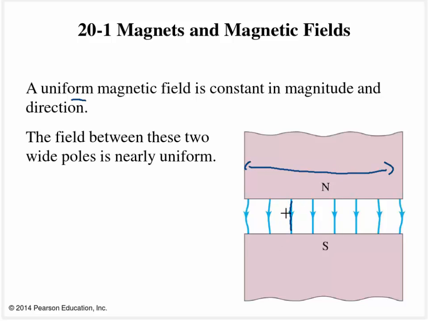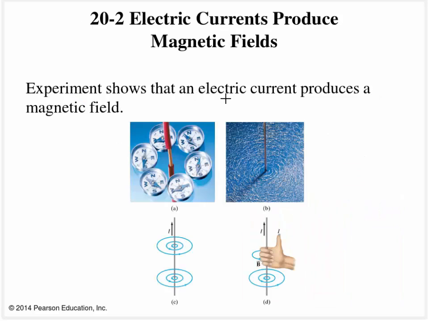And the magnetic field is going to leave the north and approach the south pole of another magnet. And in the middle right here, the magnetic field is going to be uniform. So everything that we're going to be dealing with is going to be in this regime right here. We're going to ignore the fact that there are wobbles out here on the side.